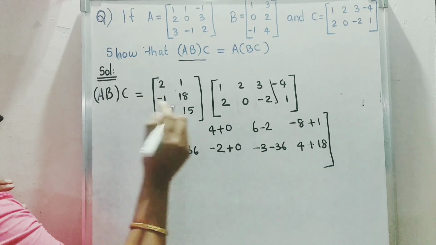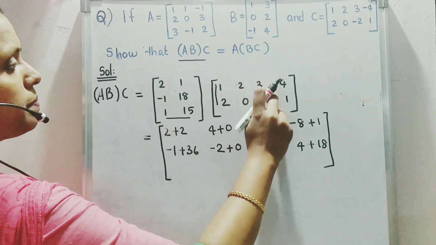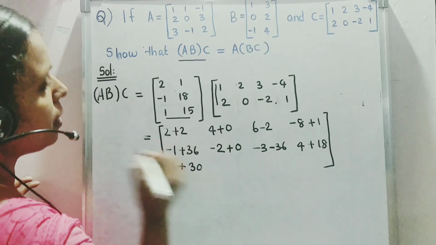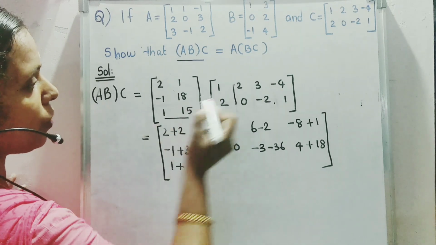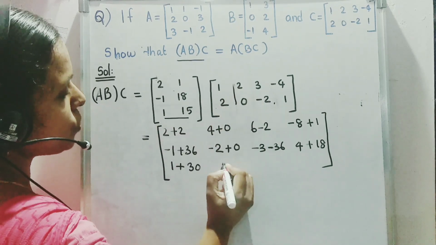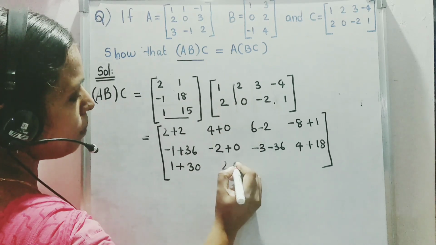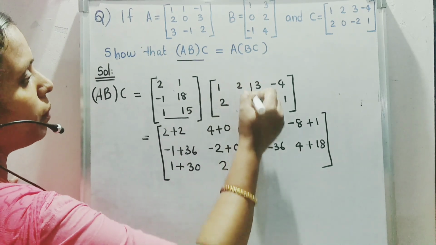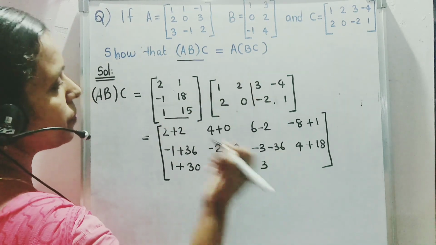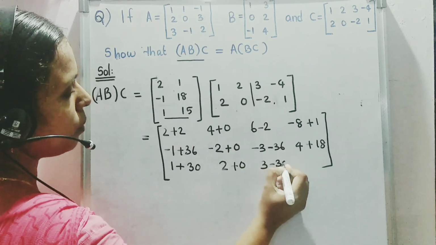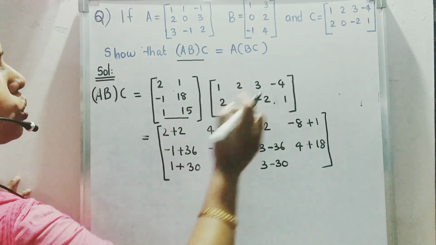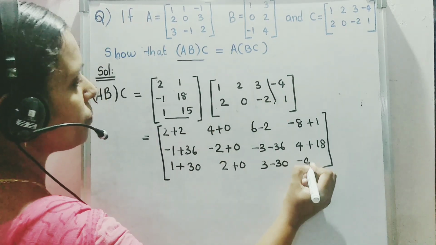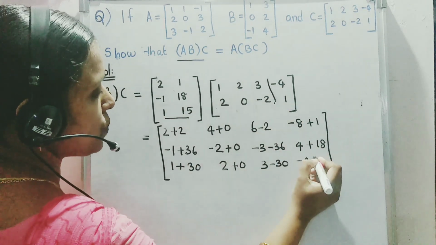Next we multiply third row with first column. That is 1 into 1, 1, plus 15 into 2, 30. Next we multiply last row with second column. That is 1 into 2, 2. 15 into 0, 0, plus 0. Next we multiply last row with third column. That is 1 into 3, we get 3. 15 into minus 2, minus 30. Next we multiply last row with last column. That is 1 into minus 4, minus 4. 15 into 1, 15, plus 15.